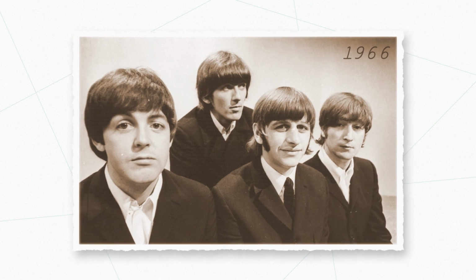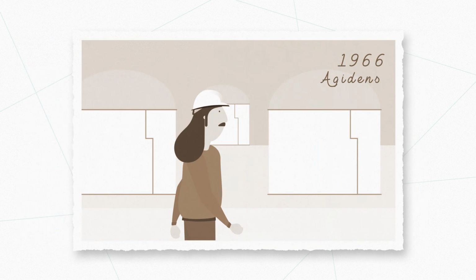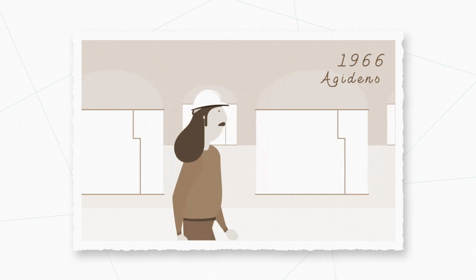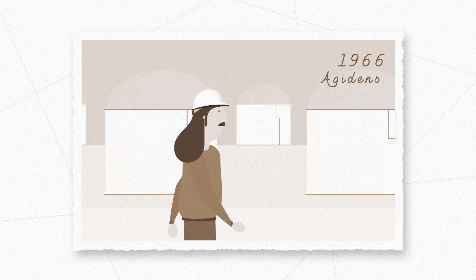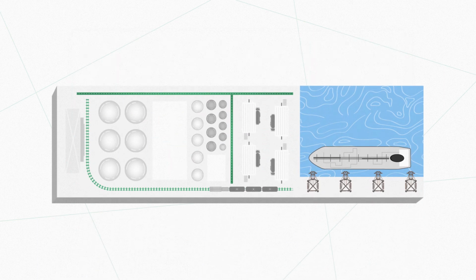Do you remember 1966? Well, it was the last year the Beatles performed live in San Francisco, and it was also the first year that Agidens performed live at a tank terminal. Since that time, more than 50 years ago, Agidens has been helping a wide range of tank terminals.